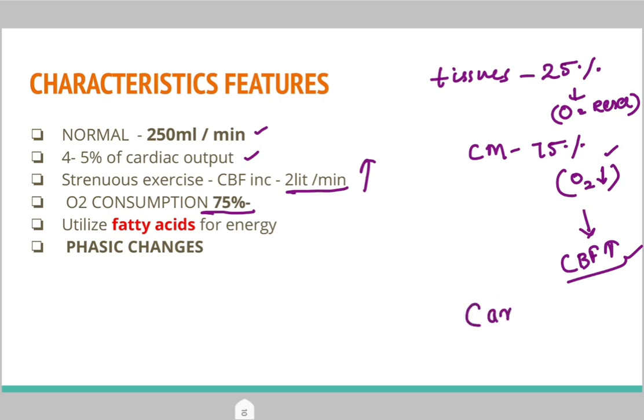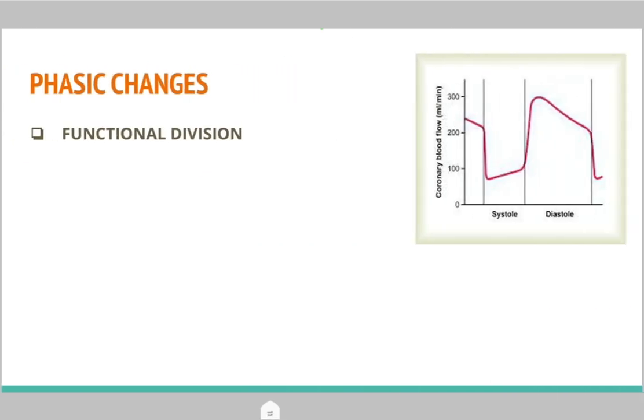And coming to the next point, it utilizes fatty acids for energy, whereas the rest of the body will utilize the carbohydrates as their major source of energy. And next one is phasic changes. Now let us discuss the phasic changes in detail.